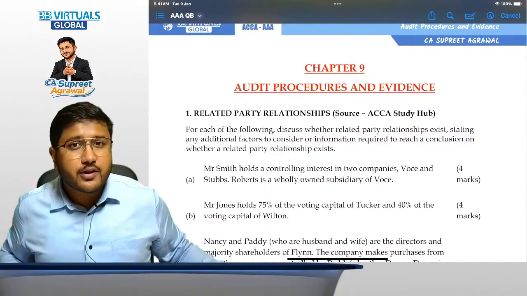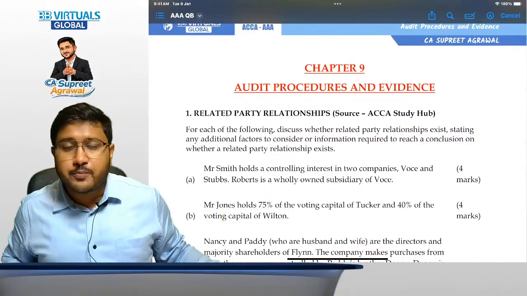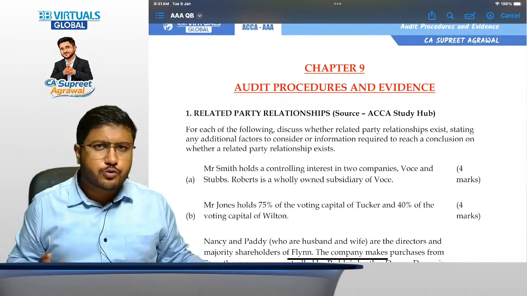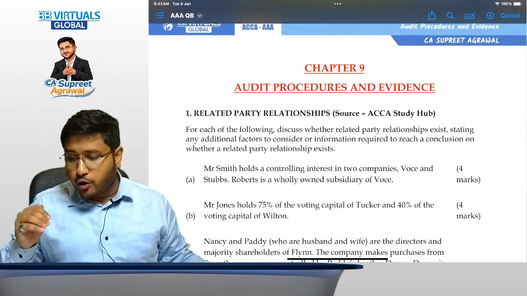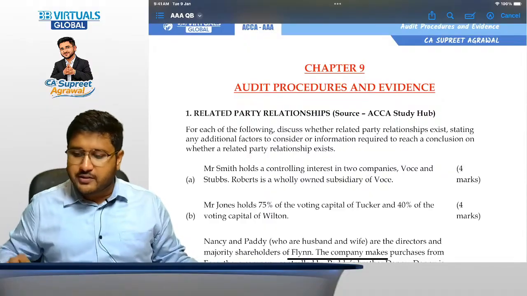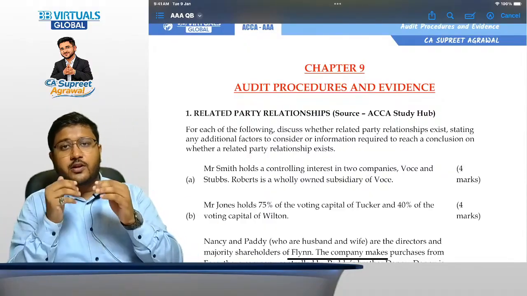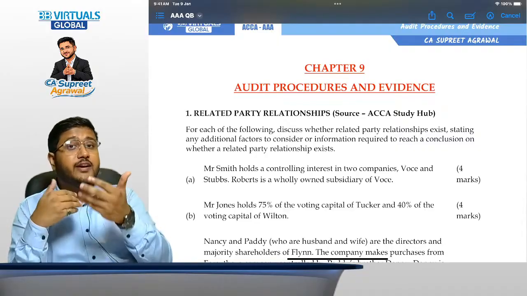And my dear friends, today is going to be a special session on audit procedures. Today we are going to solve question number 1, 2 and 3 of your chapter number 9, which is audit procedures and evidence. My dear friends, this particular chapter is one such chapter where you need a lot of practice.